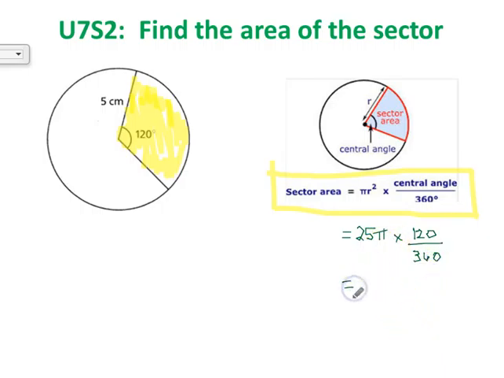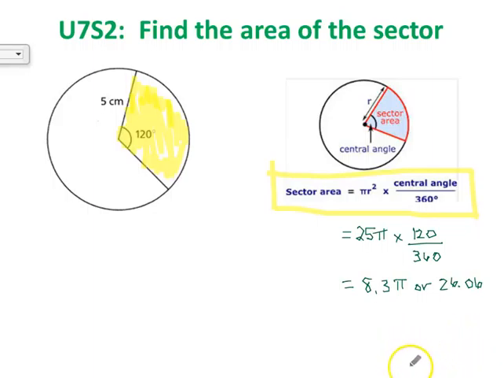So we would go ahead and keep going here. If I wanted to keep my answer in terms of pi, that means I'm going to keep pi in my answer. I'm not going to multiply it by 3.14. So let's do it both ways. Let's leave our answer in terms of pi first. So 120 divided by 360, then multiply that times 25, and I get 8.3 pi. Or if I don't want to leave my answer in terms of pi, I would take 8.3 and multiply it times 3.14. And I get 26.06.